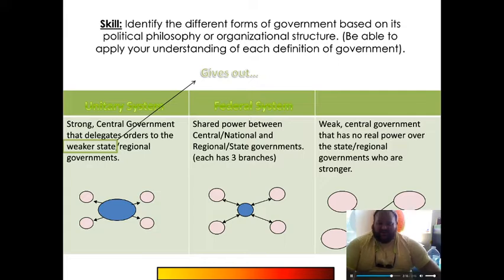And last is the confederal system. That's where we have a weak central government that has no real power over the state or regional governments, who are stronger. So the states have all the power where the central government has none. When we think about a confederal system, we need to think about the United States prior to the writing of the Constitution. This is the United States under the Articles of Confederation. The states had all the power, the central government had none. So the states could decide they didn't want to follow a law if they didn't want to, and it wasn't enforced in any way, shape, or form.